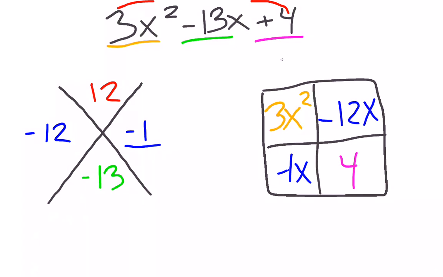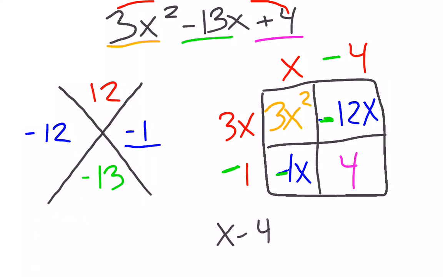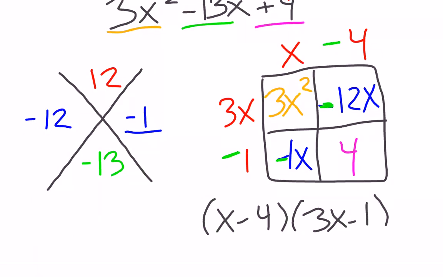Factor out your GCF. I get x, 4, 3x, and 1. Now just check your signs. I have a negative 12, so that needs to be negative. I have a negative 1, that needs to be negative. So x minus 4 times 3x minus 1. Once again, just to emphasize, the order does not matter.